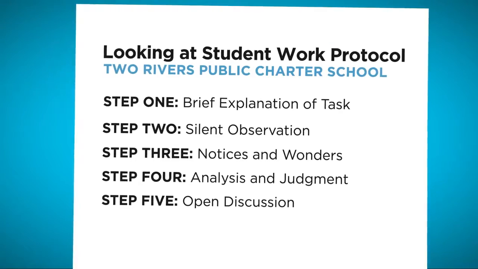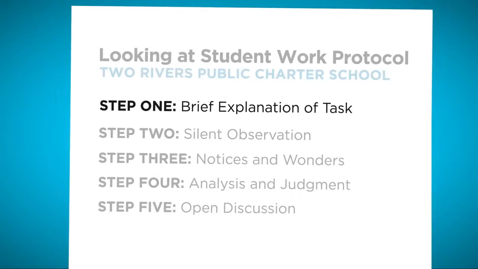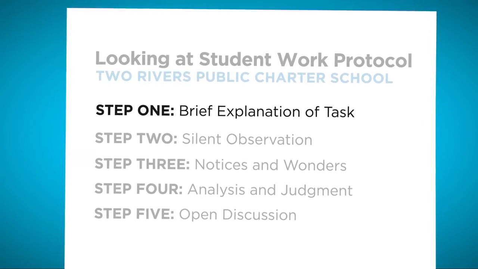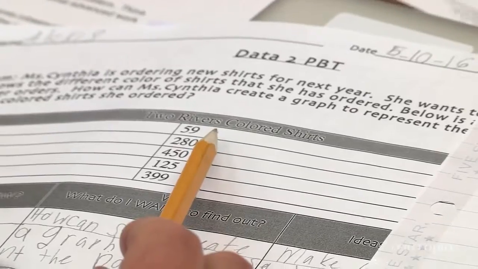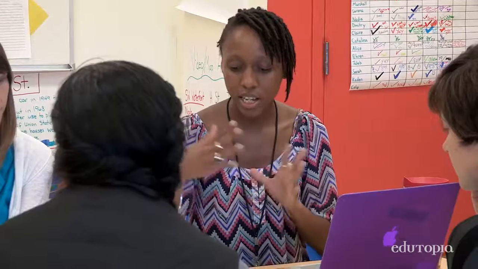So the task that they had was Miss Cynthia is ordering new shirts for next year. The protocol starts where I give a very short introduction to what the work is. How can Miss Cynthia create a graph to represent the data about the different colored shirts she ordered? And what you'll see is the chart with the different colored shirts, and there's different numbers, so it was differentiated.